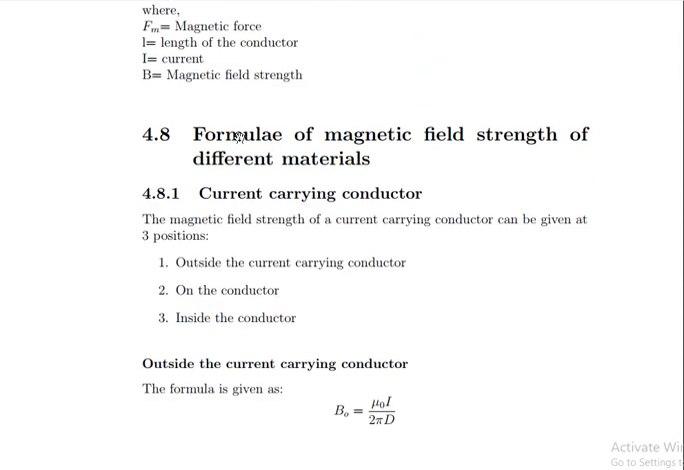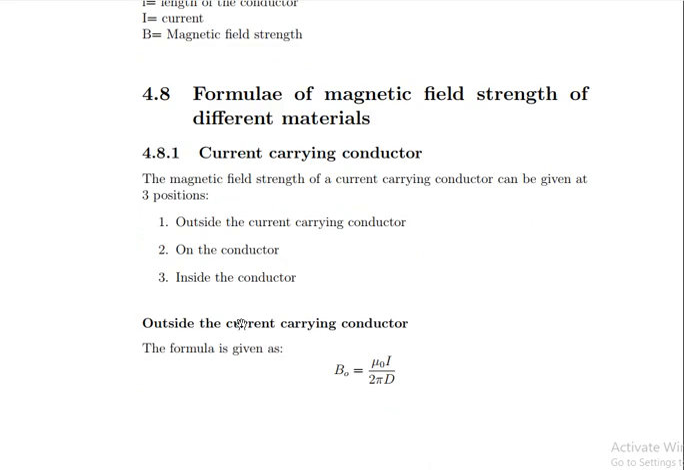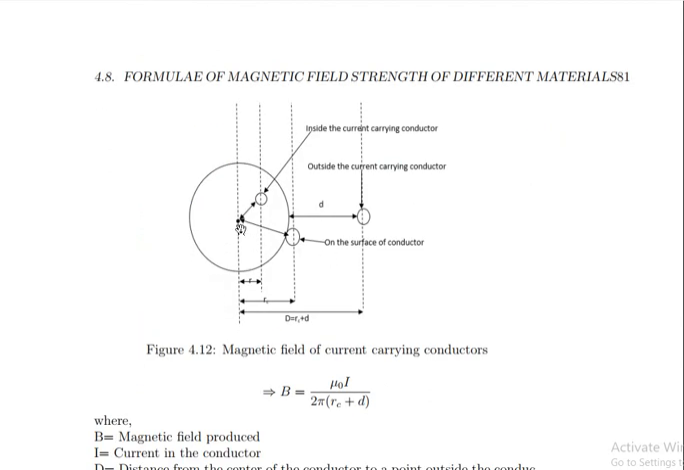So now let's visualize the formula of magnetic field strength for different positions. For a current carrying conductor, you have different formulas involved: the formula for outside the current carrying conductor, for on the current carrying conductor, and inside the current carrying conductor. Now these are the different cases. On the surface of the current carrying conductor is when you want to find the magnetic field strength at this position. Outside the current carrying conductor is at this position here, and inside the current carrying conductor is at this position.